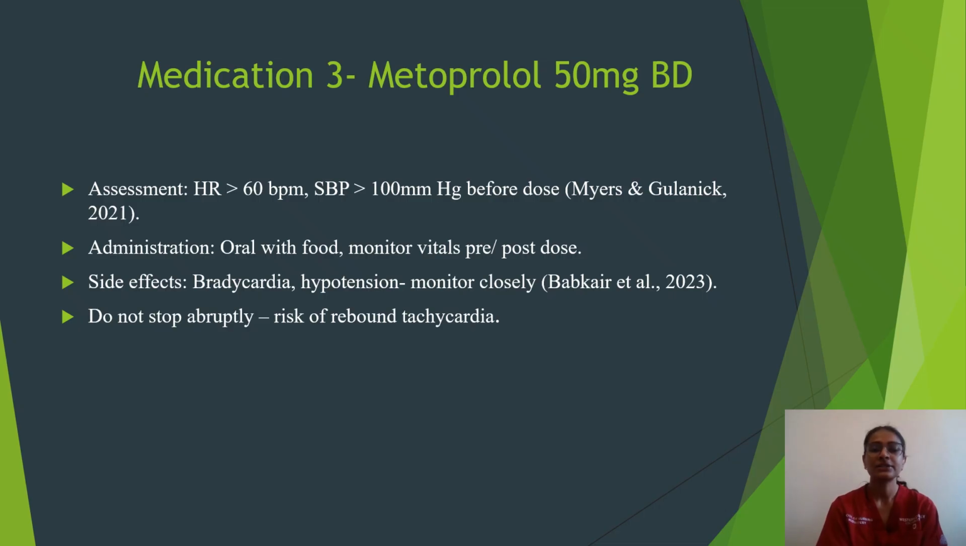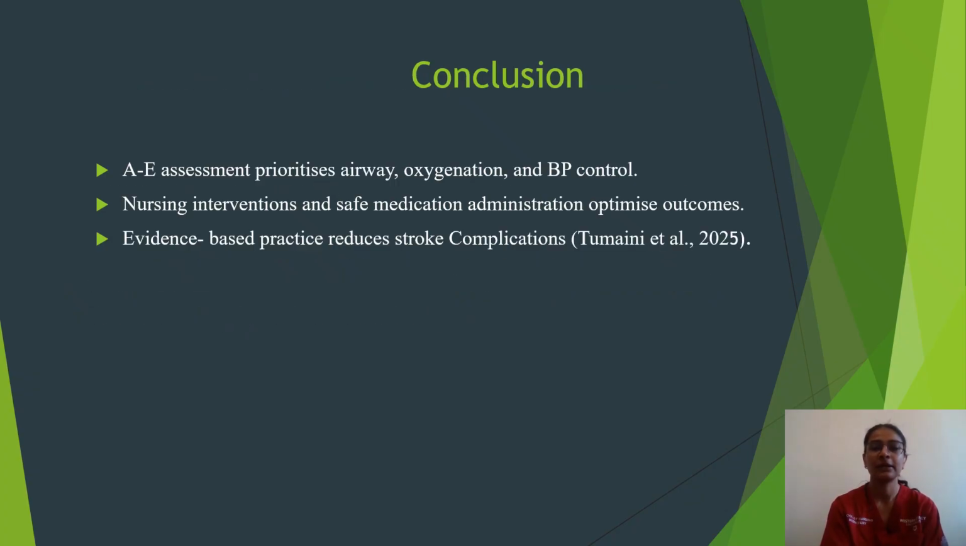Next and last medication is metoprolol. Assessment: heart rate is always greater than 60 beats per minute, and systolic blood pressure is greater than 100 mm Hg before giving this medication, Myers and Gulanick 2021. Administration: oral with food. Monitor vitals pre and post dose. Side effects: bradycardia, hypotension. Monitor closely. Do not stop abruptly. Risk of rebound tachycardia is present if we stop this medication abruptly.